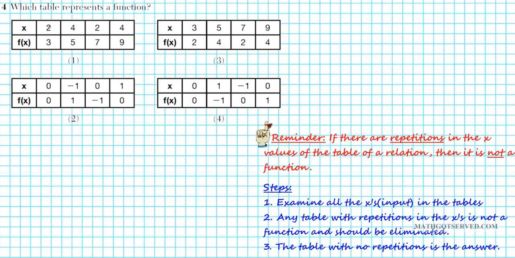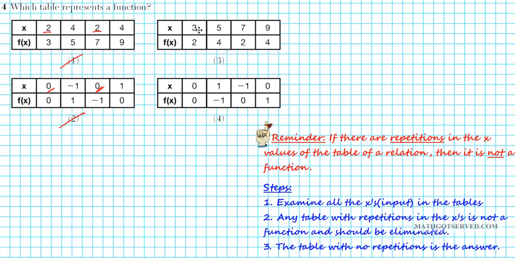We have 2. Is there any other 2? Yes, there's a 2 repetition. Since there are repetitions, is this a function? It's not, because a function assigns every input to exactly one output. Here, 2 is being assigned to 2 different outputs. That's not acceptable. Option 2, we have 0. Is there any other 0? Yes. We have repetition in the x's. That is not an answer.